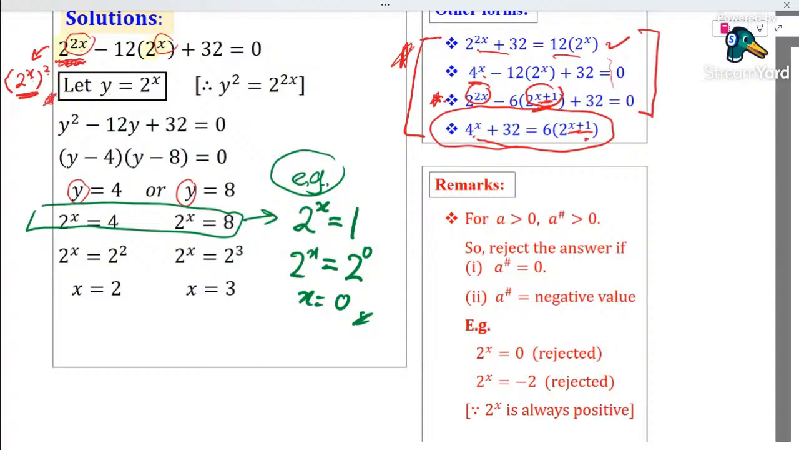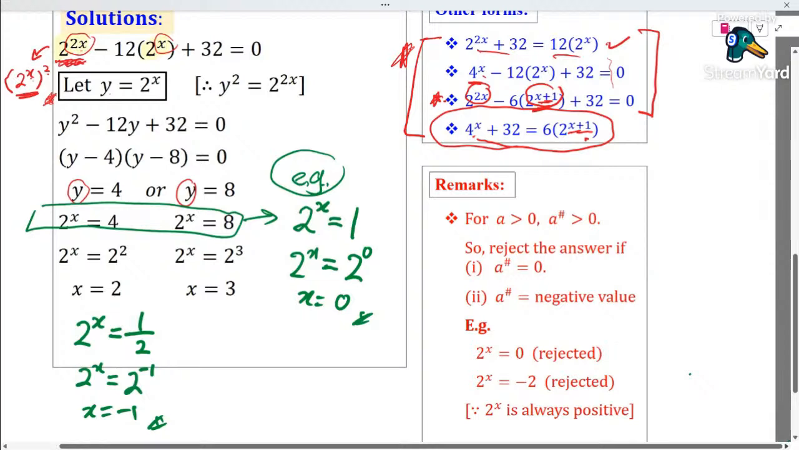What if, let's say, your 2 power of x is equal to fraction 1 over 2? Can I change to the same base number? So again, we can. This is actually equal to 2 power of minus 1. So x equals to negative 1. And negative 1 is the answer. Then refer to the remark at the side here.